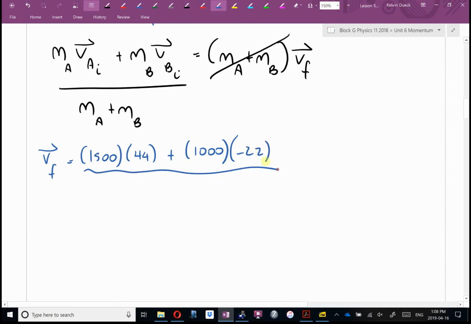Divided by 1,500 plus 1,000. I think this will work out to like a nice decimal. I don't think it's going to be a yucky, repeating decimal, because you do adding by 2,500, and that usually works out nicely.